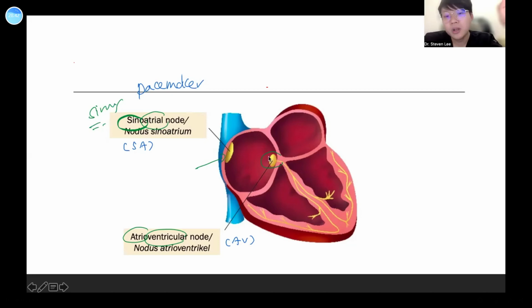Okay, sinoatrial node. So this is atrioventricular node. And if you look over here, we have some wiring system. Also, this is something that students feel difficult to understand. But in your syllabus, they make it very simple. We have bundle of His. Bundle of His is basically this thing. This is called bundle of His.